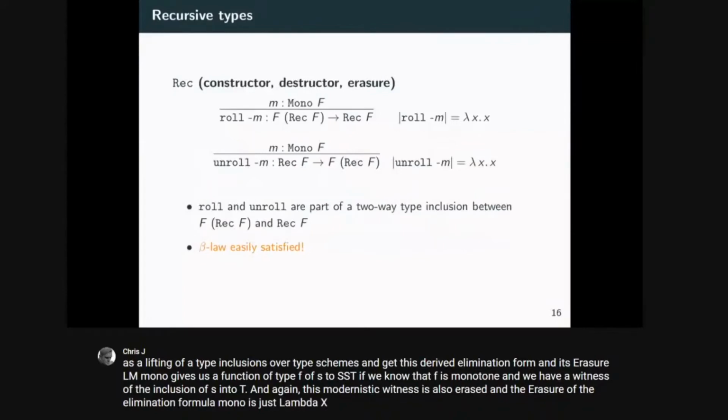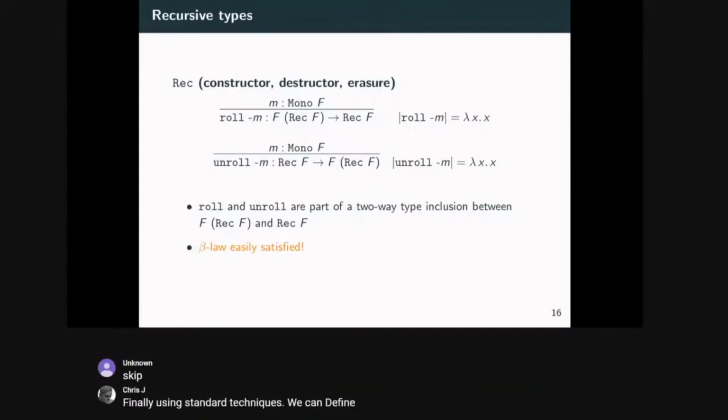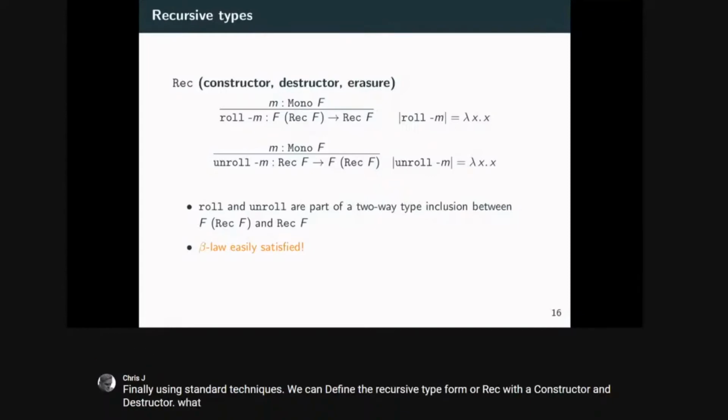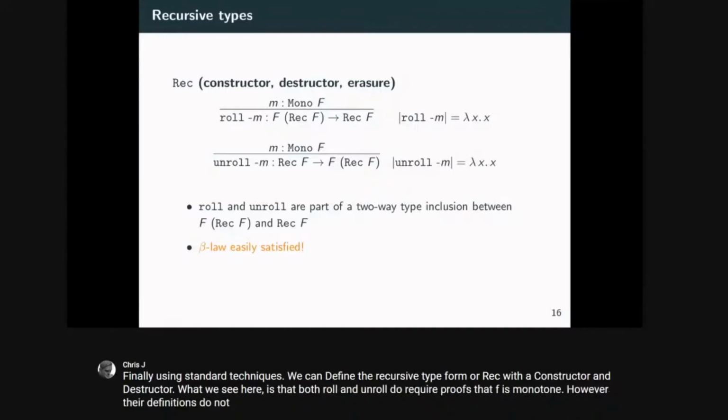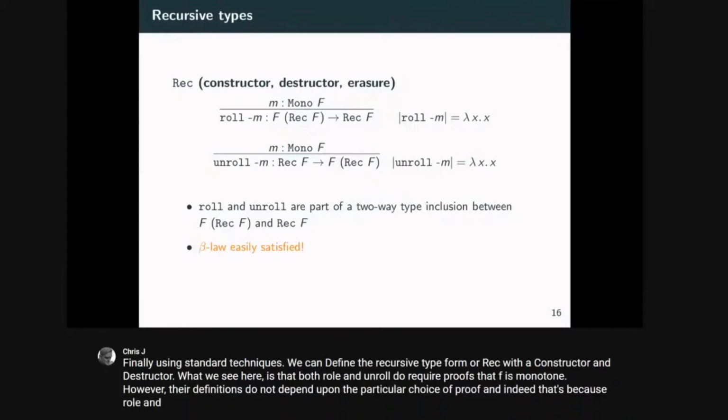Finally, using standard techniques, we can define the recursive type former Rec F with a constructor and destructor. What we see here is that both roll and unroll do require proofs that F is monotone. However, their definitions do not depend upon the particular choice of proof. That's because roll and unroll witness a two-way type inclusion between the types F of Rec F and Rec F. They both erase away to the identity function, and as a consequence the beta law is trivially satisfied, because the statement is a composition of identity functions, which operates extensionally like the identity function.